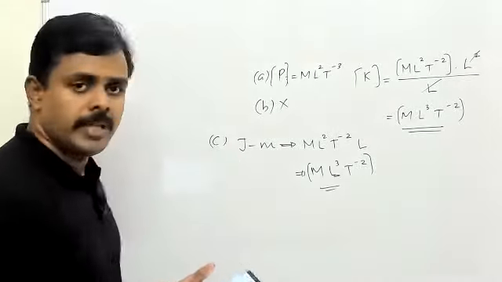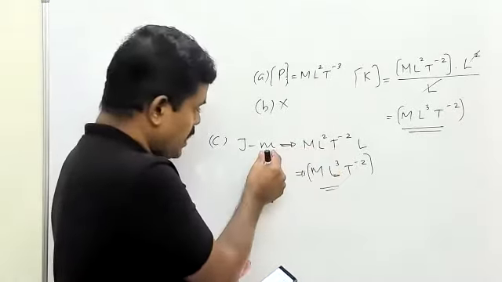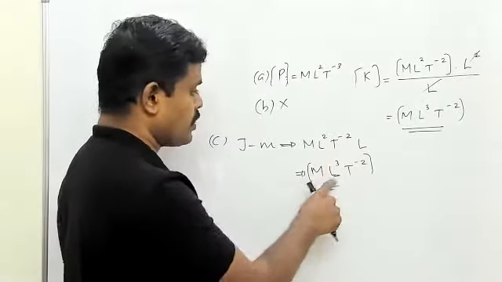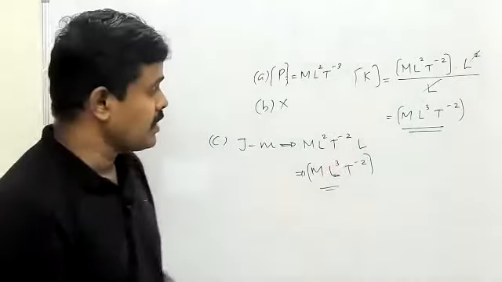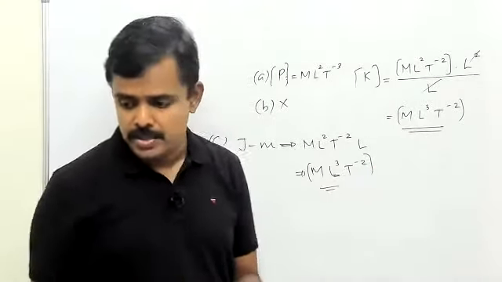Option C is Joule meter. Joule is energy, ml square t raised to minus 2. Meter is length, L. L and L square, L cube, ml cube t raised to minus 2. That exactly matches with our answer here. So answer is option C. Did you understand?